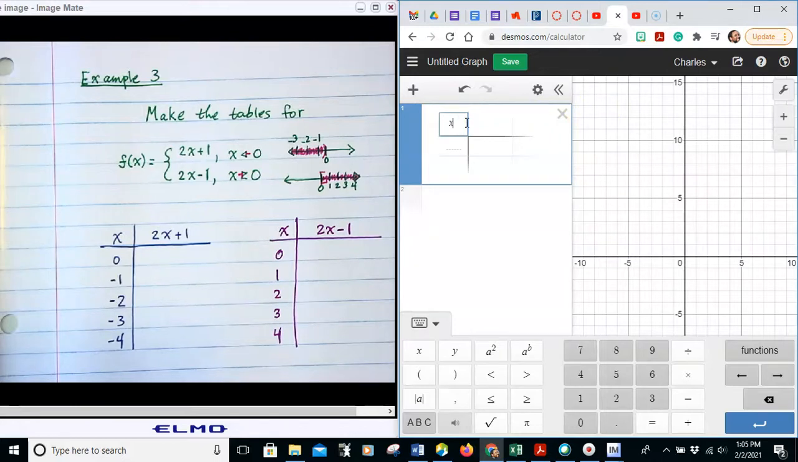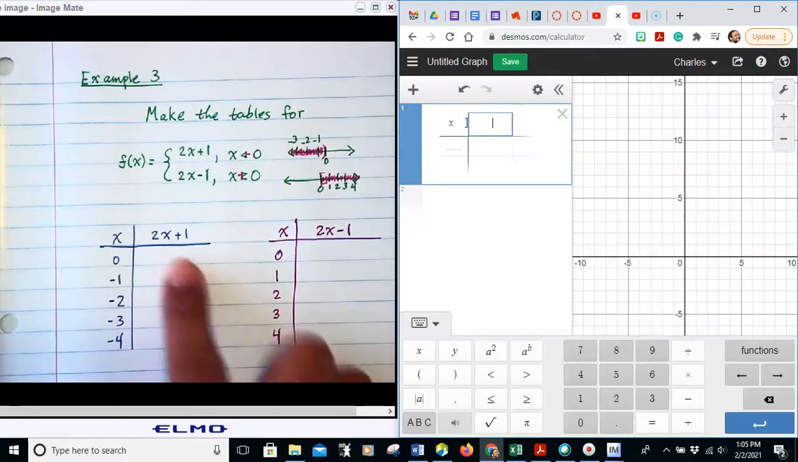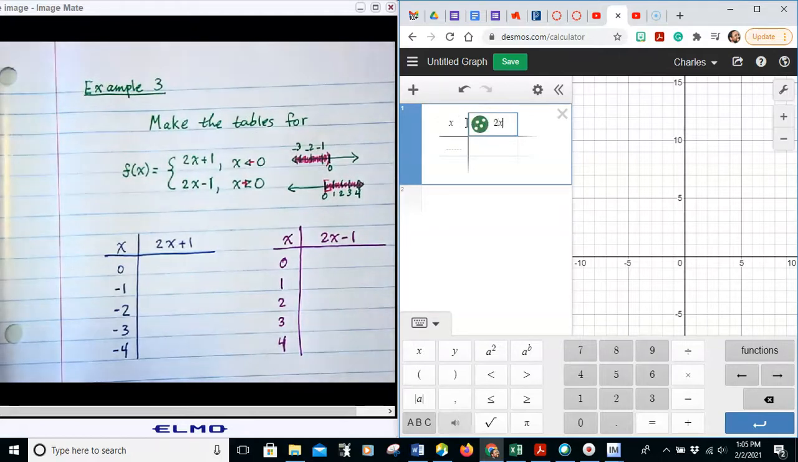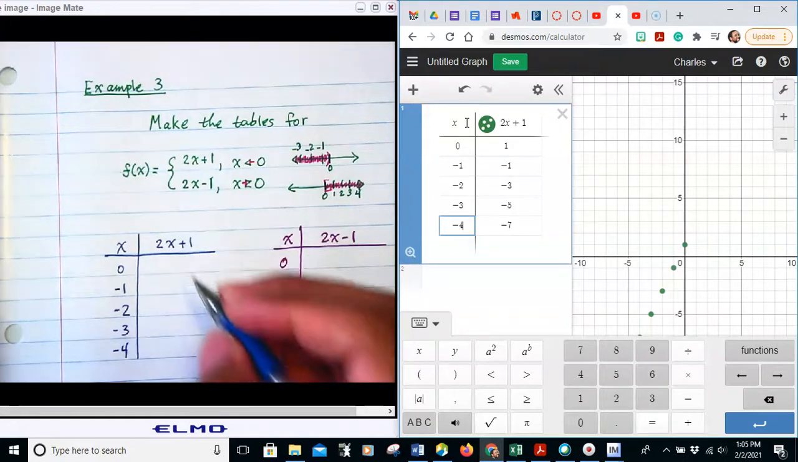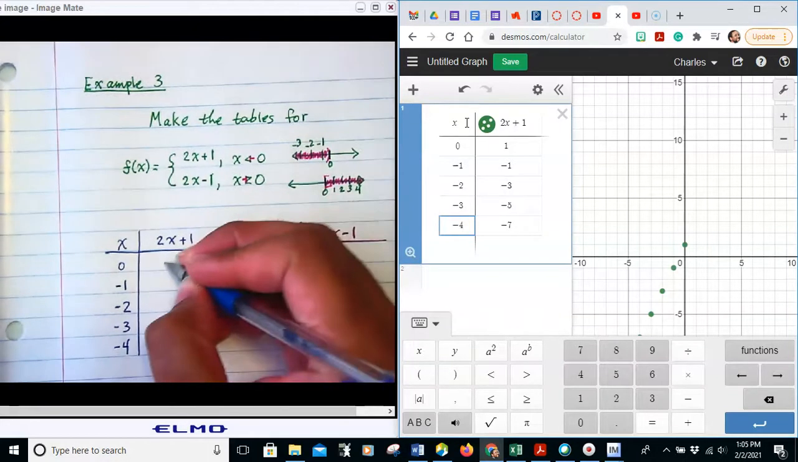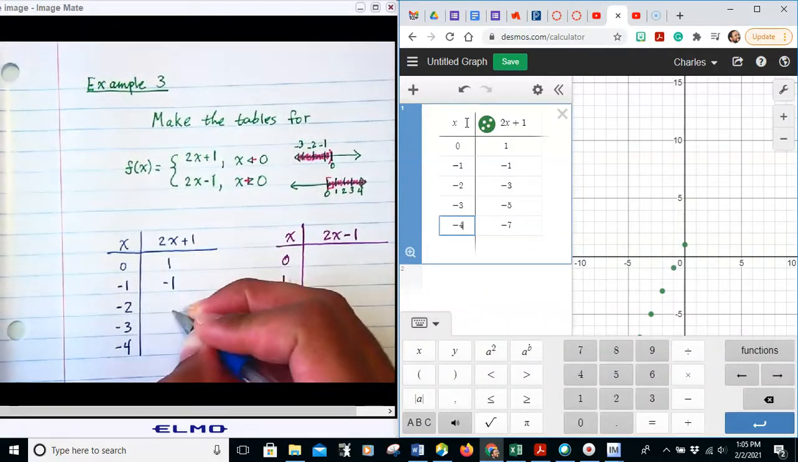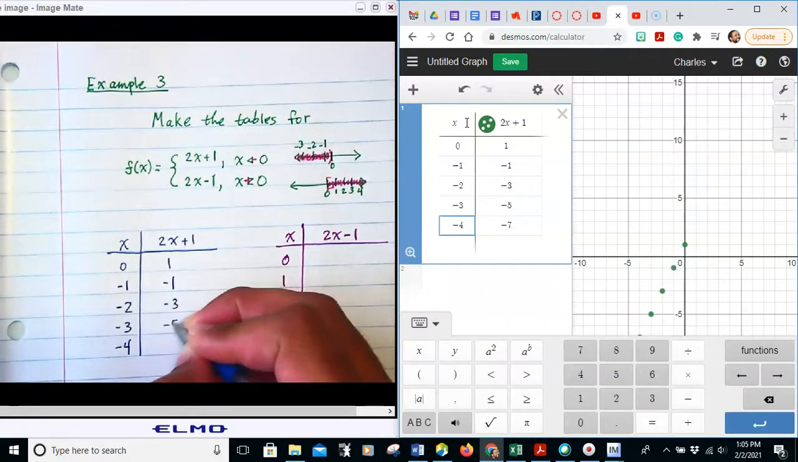All right, we're going to put x in. For the first table here, we're going to put 2x plus 1. And we'll put our x values in there. So 0, -1, -2, -3, -4. All right, and we get those values. So let's put them on the paper now, real quick. -3, -5, -7.